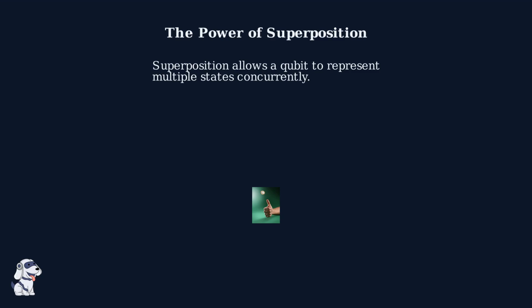Imagine flipping a coin. It's either heads or tails. A qubit in superposition is like a spinning coin, existing as both heads and tails until observed. This exponentially increases the computational possibilities.